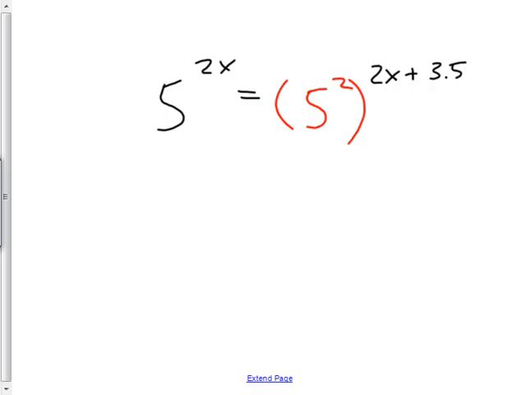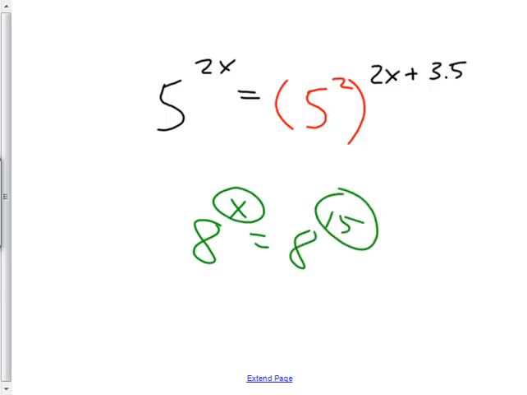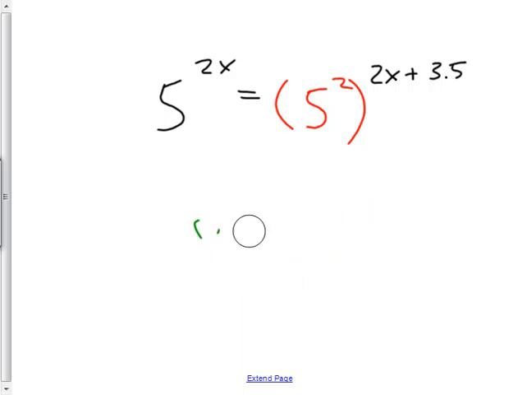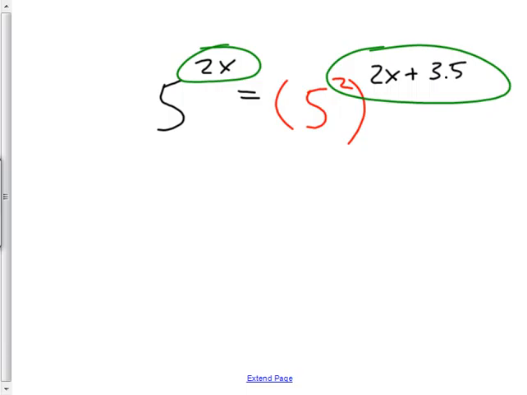If you can get them so they both have the same base, then their exponents have to be equal. Because logically, if I have something like 8 to the x equals 8 to the 15, well, duh, this has to equal this. So now this has to equal that. Now it's really tempting to do this part wrong. You want to multiply that times that and that times that. So I'm going to get 2x equals 2 times the 2x is 4x, and 2 times the 3.5 is 7. And now it's just solving a simple equation from there.